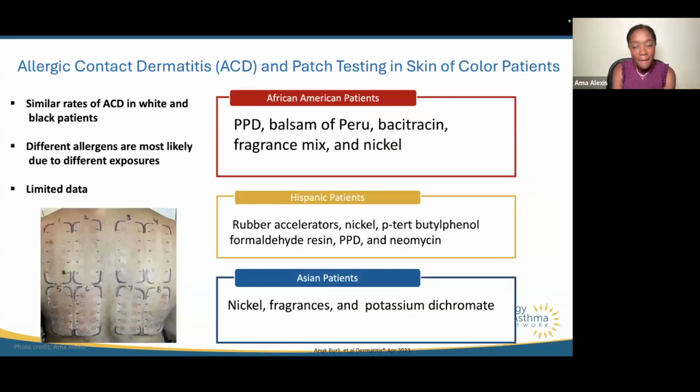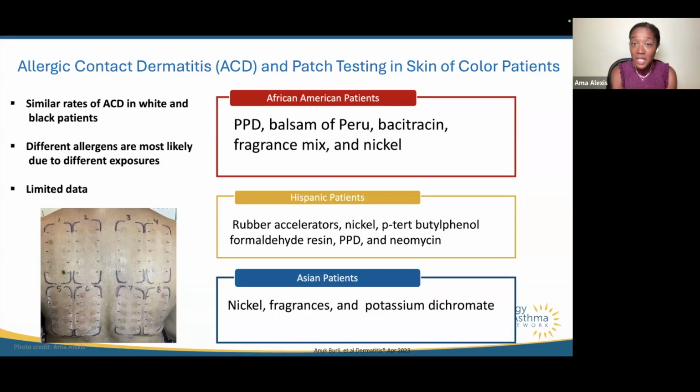And Dr. Maybach published this really helpful article as well. It looked at patch testing in patients with skin of color. We do see similar rates overall of allergic contact dermatitis in white, African American, Hispanic, and Asian patients. But we do see different allergens in different populations, and we do believe that's due to different exposures. But he also made a comment that we do have limited data in regards to African American patients, Hispanic patients, and Asian patients. They're not as frequently patch tested.